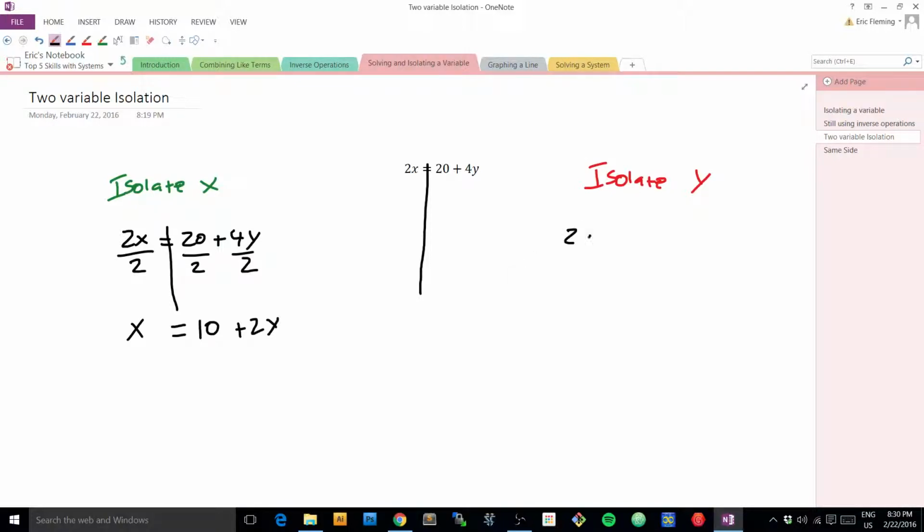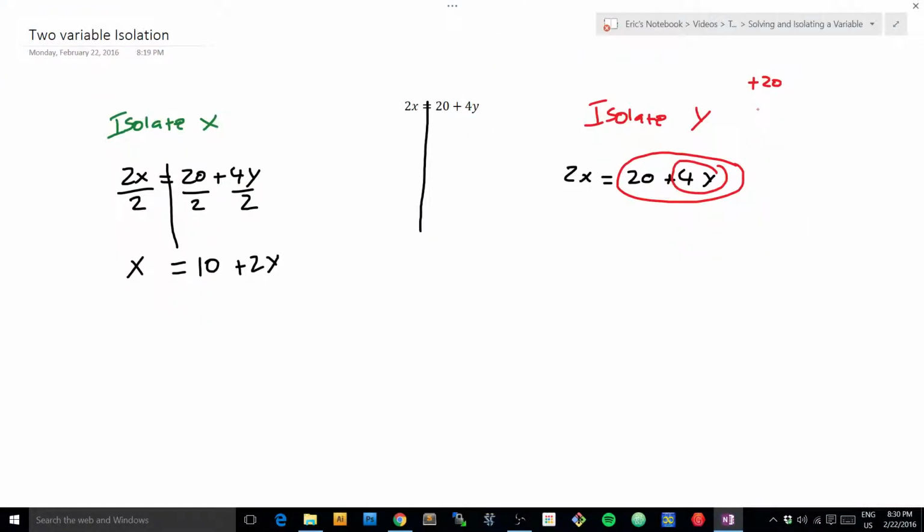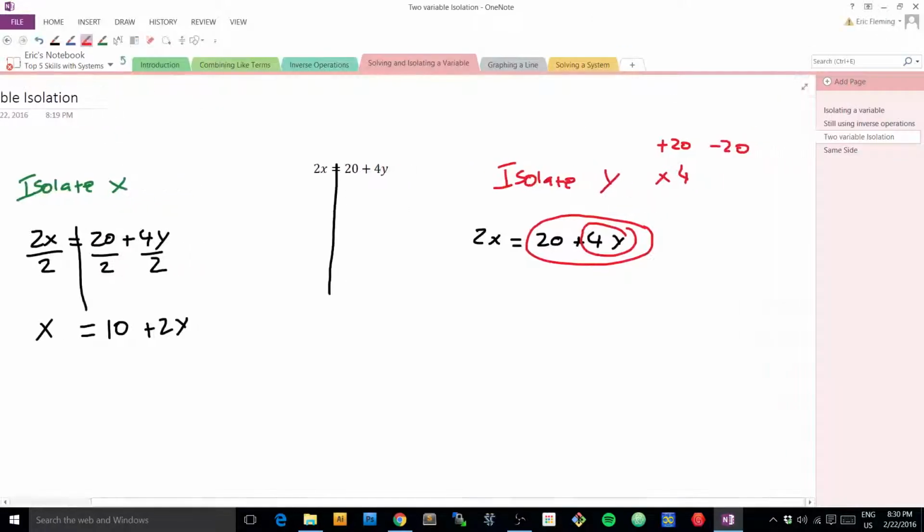Now let's try the same equation, but let's isolate the y. Now when I'm looking at the y, there's two things that are affecting this. I have an inner layer of this 4, and I have an outer layer of this 20. So I'm going to need to take off that plus 20, and then I'm going to need to take off the times 4. So I can take off the plus 20 with a minus 20. Let's see that.